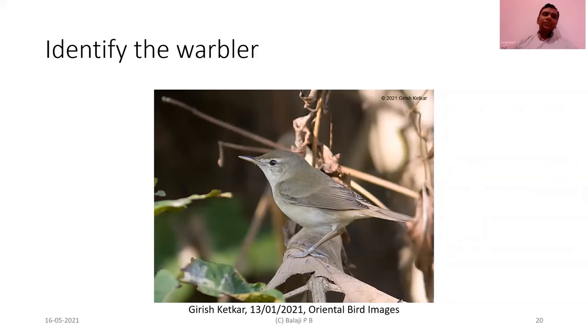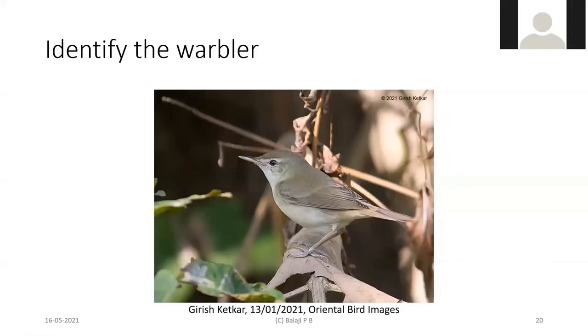Yeah, so you are right the first time. It is Sykes's warbler. The reason why it's a Sykes's is because the supercilium extends beyond the eye and it has pale legs, whereas the Blyth's reed has grayish legs, and the outer tail feathers are also pale. Whereas in the Blyth's reed warbler, you will have very dark outer tail feathers. So here the individual clearly shows the pale outer tail feathers. So it is a Sykes's warbler, as you said. Congratulations.